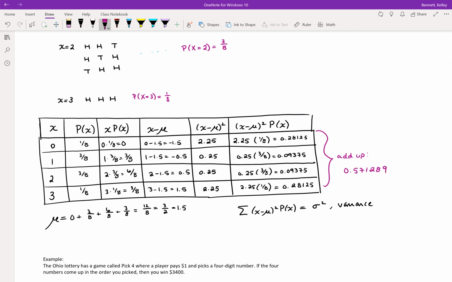Let me just see if it makes sense. I believe that. Nope, I don't believe that. I know what I did. So you get 56, 18, 74 plus change. All right, much better. So 0.75 is our variance.